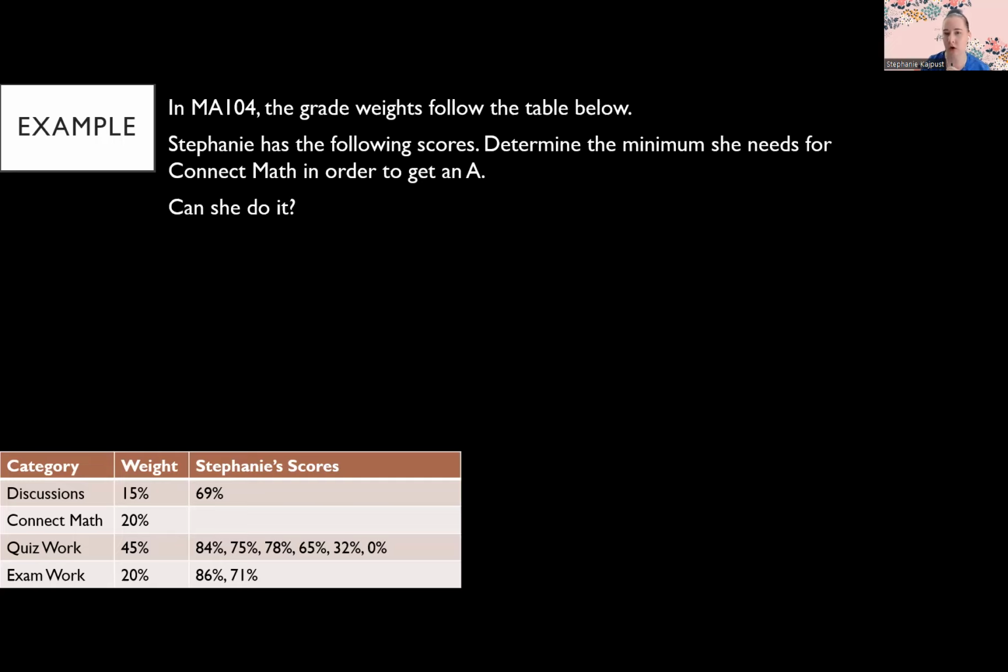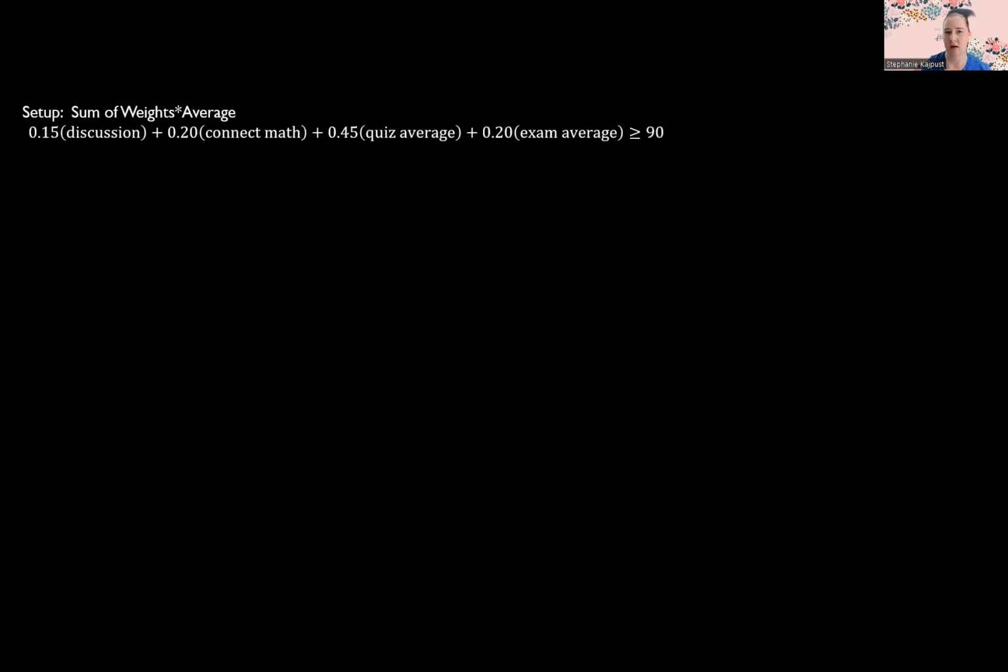So we want to know, can I actually get an A in the class? What do I need to get an A on the homework? And is it possible to do that? This is a very common setup, where you're taking your weights, multiplying them by the average, and adding those all together.